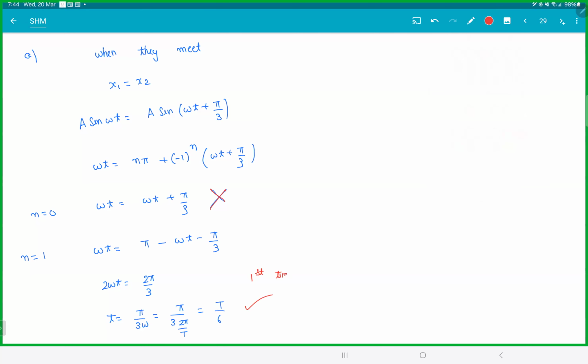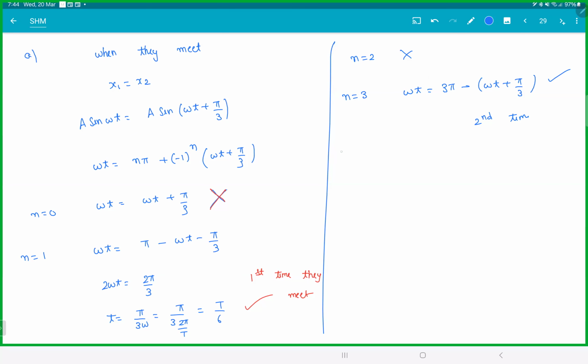So exam they can ask you this also, na? Find the third time they meet. Now you should try this again for n is equal to 2. So basically for all even numbers, this thing gets messed up. There's no solution. n is equal to 3, you will get omega t is 3 pi minus omega t plus pi by 3. This is valid the second time. N is equal to 4 is again gone. N is equal to 5 is third time. So this is nice because you'll get multiple answers. Clear?